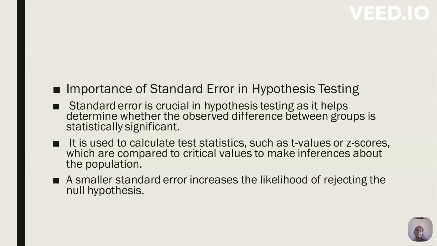Next, we will move to the importance of standard error in hypothesis testing. In hypothesis testing, standard error is critical, as it helps to determine whether the observed difference between the groups is statistically significant. A small standard error increases the likelihood of rejecting the null hypothesis. It is used to calculate test statistics such as t values or z scores, which are compared to critical values to make inferences about the population.